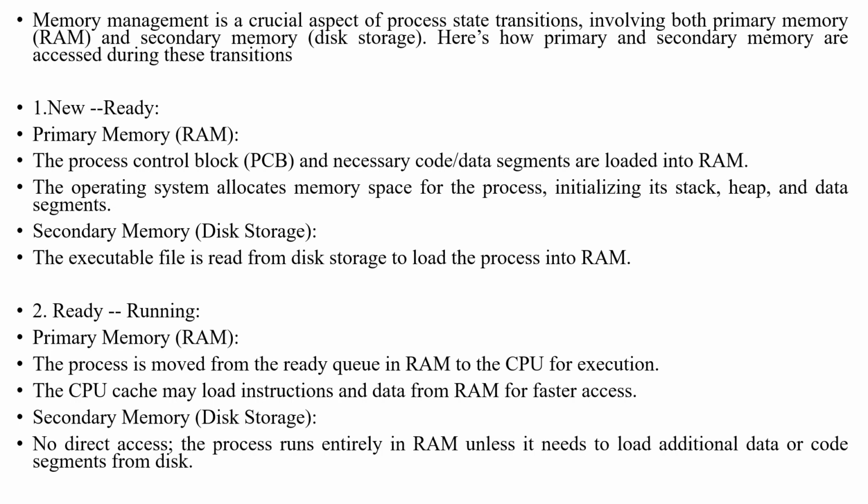Ready to running. Primary memory: the process is moved from the ready queue in the RAM to the CPU for execution. The CPU cache may load instructions and data from RAM for faster access. For the secondary memory, no direct access. The process runs entirely in the RAM unless it needs to load additional data or code segments from the disk.